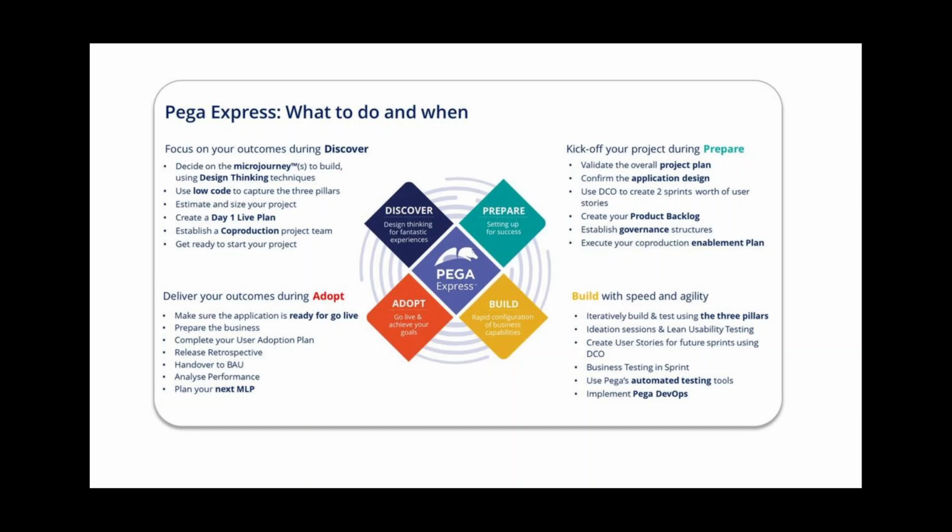The first phase is the discover phase. In the discover phase, your team uses design thinking techniques to clarify the desired outcomes. You define what you need to deliver in your minimum lovable product, the first MLP. So you estimate and size your project. You use design thinking to decide which micro journeys to build first.